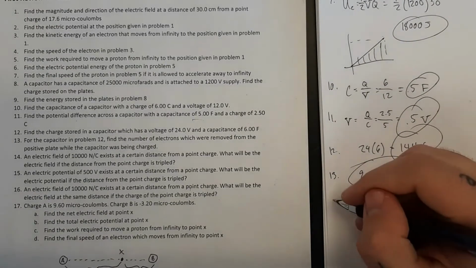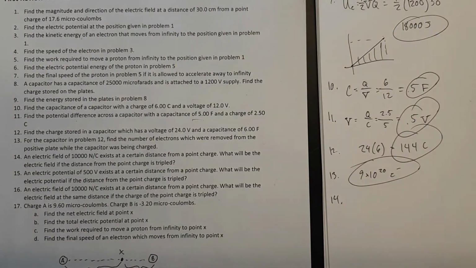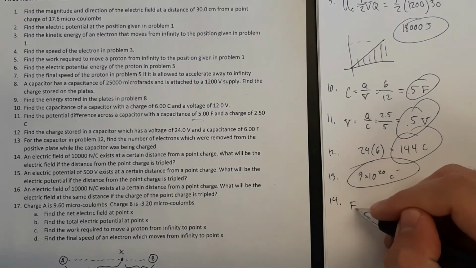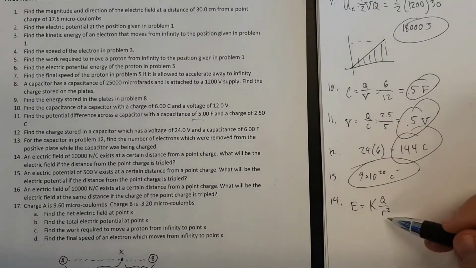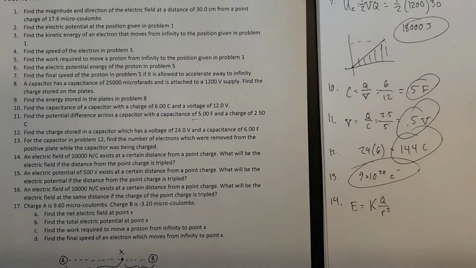14. An electrical field of 10,000 newtons per coulomb exists at a certain distance from a point charge. What will be the electric field if the distance from the point charge is tripled? So if we're looking at our electric field formula, we've got E equals KQ over R squared. If we are increasing our radius, it's going to have an inverse relationship to our field, but because of that squared there, if I doubled my radius, I'm now dividing by a number that is 4 times as large because I've got 2 squared. If I triple my radius, I'm now dividing by a number that is 9 times as large because I've got 3 squared.